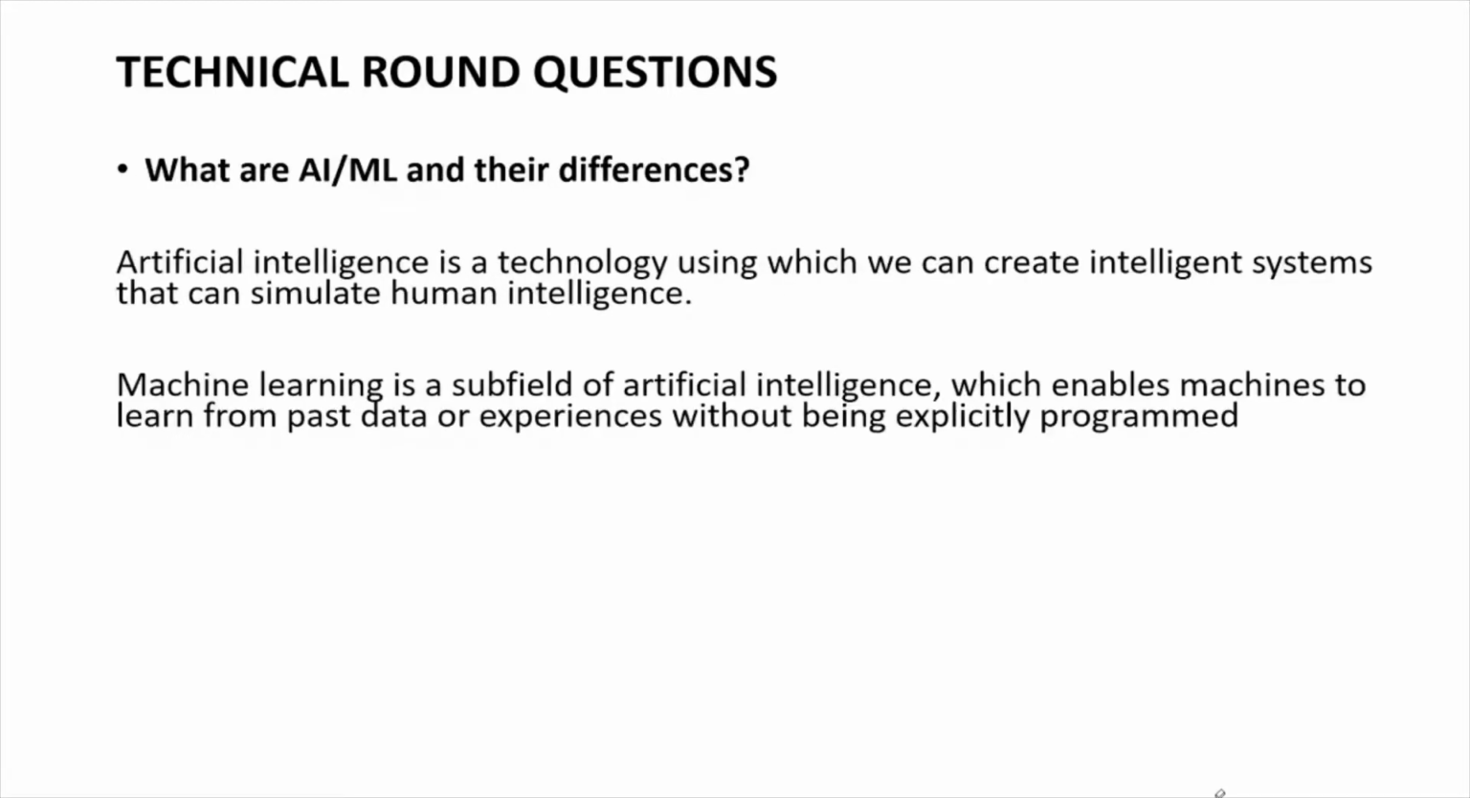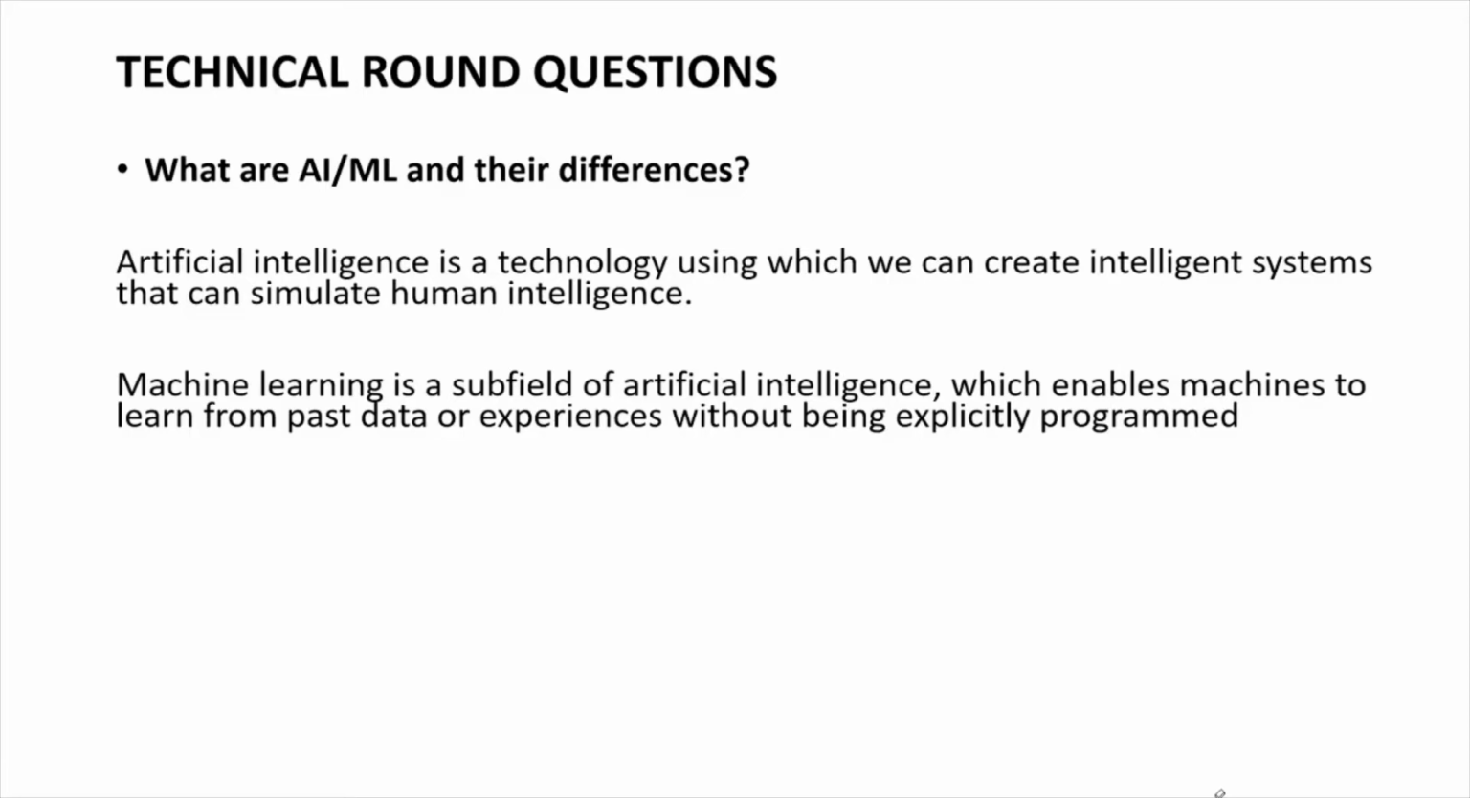So the next question is what are AI and ML and their differences? This is one of the most asked questions, that is the difference between artificial intelligence and machine learning. Apart from that, you can also get some questions on data science as well, but these are basic general questions, so you don't have to explain much in detail. A one paragraph answer will be sufficient.